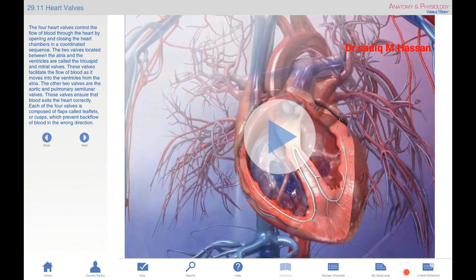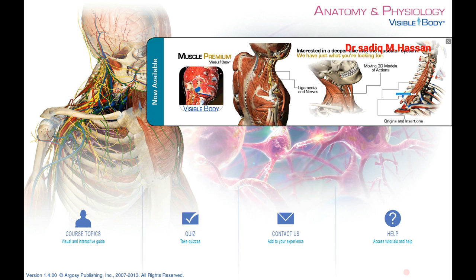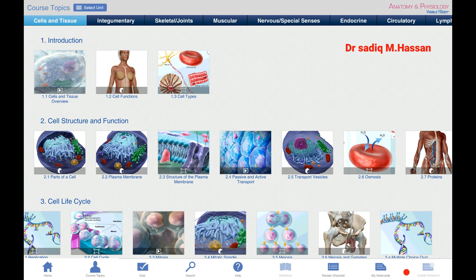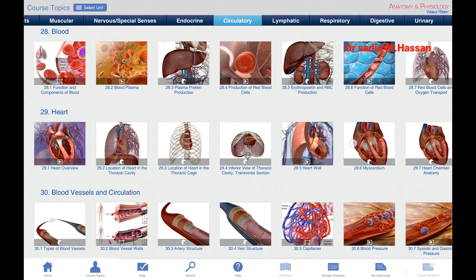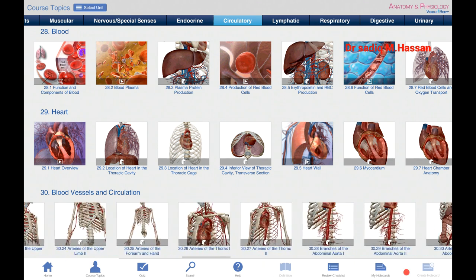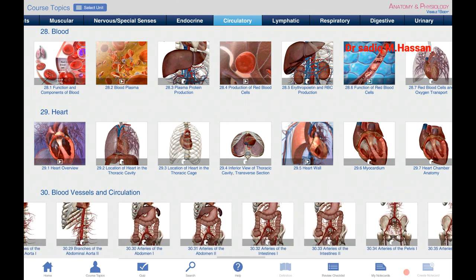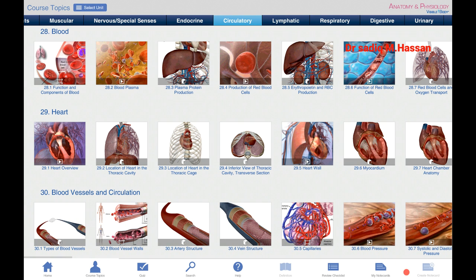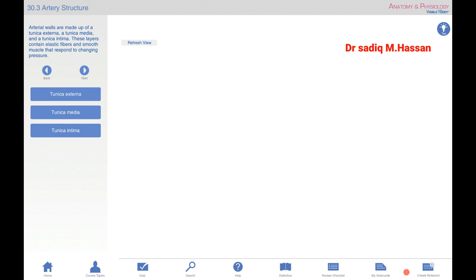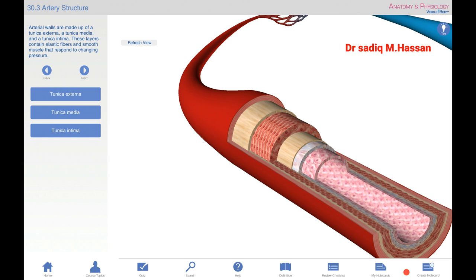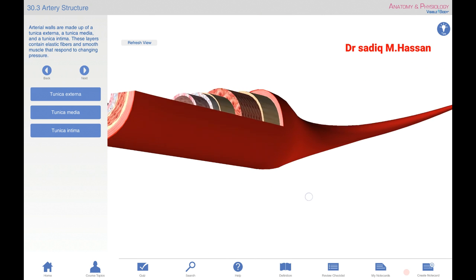Yes, this is what we have seen, the valves. So let us see the structures of arteries and veins. In a minute, we will also see the blood vessels. But this is the structure of the artery. This is the structure of the blood vessel, the artery.